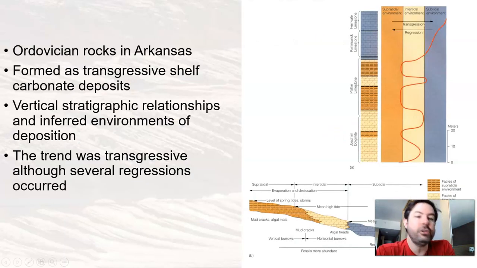Okay, Ordovician rocks in Arkansas. So we have indications of transgressive shelf carbonate deposits in Arkansas. That helps us infer that that type of environment covered Arkansas at one point in the past. The trend overall was transgressive, so these rocks indicate sea level rise, but you do get some regressions that occur.